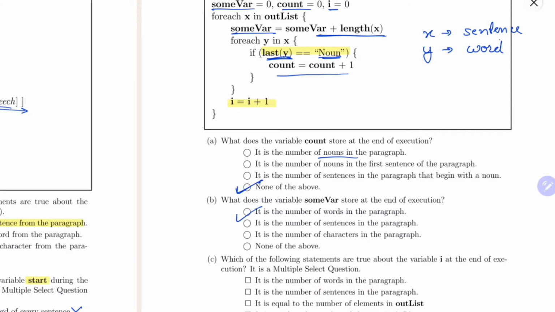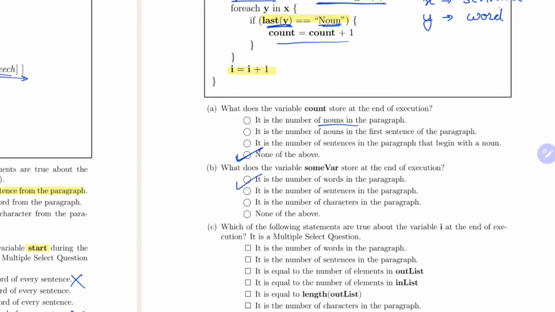Okay. Now, C part. Which of the following statements are true about the variable I at the end of execution? Okay, so we are talking about this variable I at the end of execution. It is the number of words in the paragraph. It is the number of sentences in the paragraph. It is equal to the number of elements in outlist. It is equal to the number of elements in endlist. It is equal to the length of outlist. It is the number of characters in the paragraph.